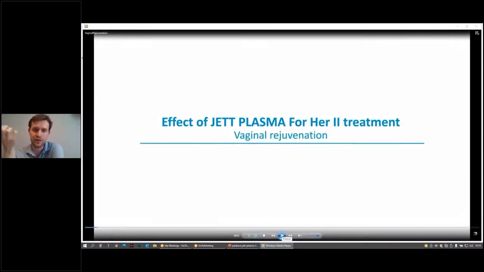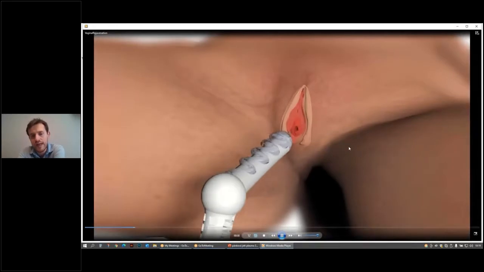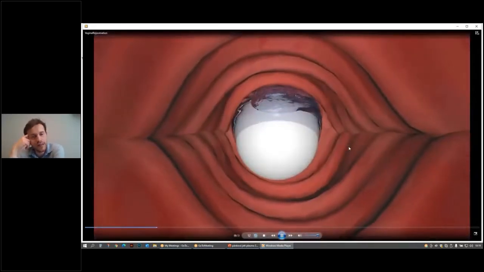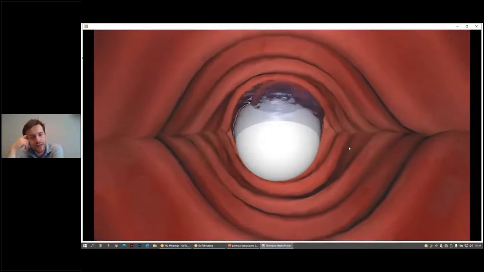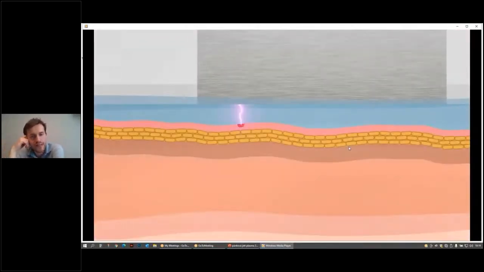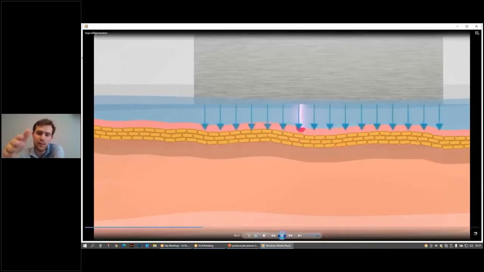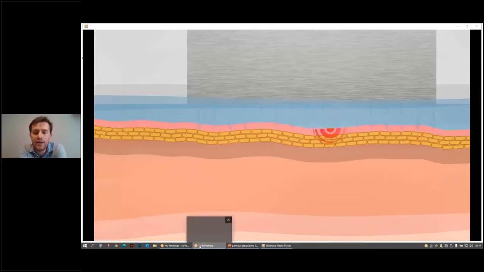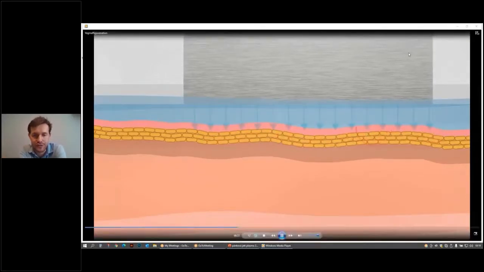How the device is used in vaginal rejuvenation, how it is introduced, and how electric energy flows in our body. So the 30mm applicator is introduced into the vagina with contact gel, and as we can see, from a metal plate to the mucosa through the gel go plasmatic discharges.